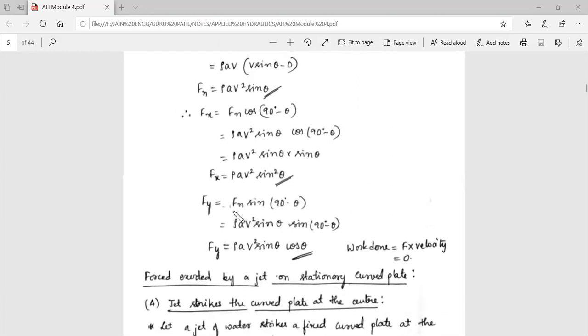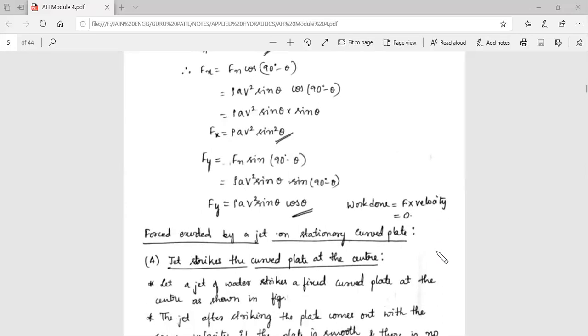So the Fy component is again the same. Here the horizontal component is cos, the vertical component is sin. Therefore rho A V square sin theta, and sin (90 minus theta) is cos theta. So the Fy component will be rho A V square sin theta cos theta. But here we need to notice that the work done again is force into velocity. Again the final velocity is 0. So it will be 0.